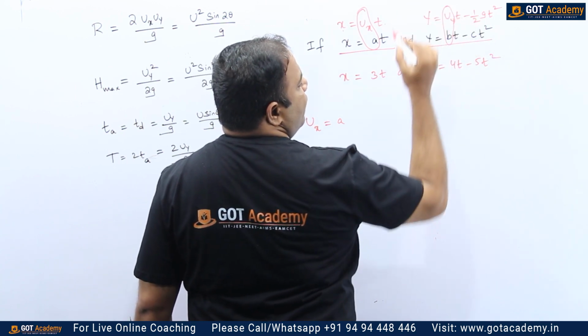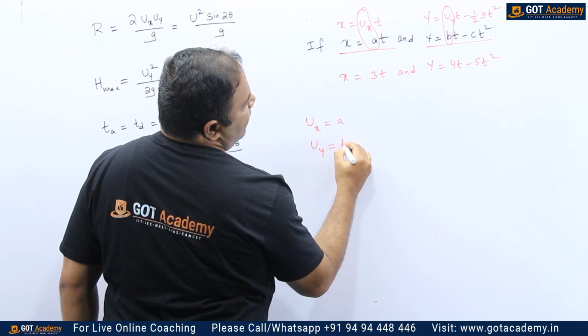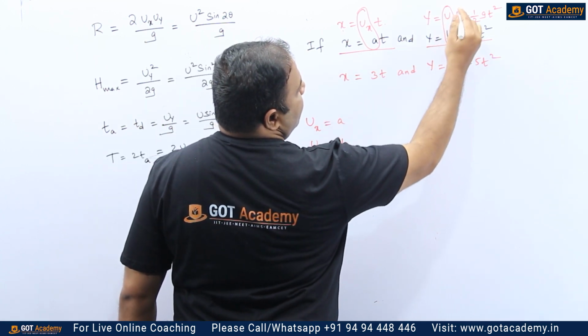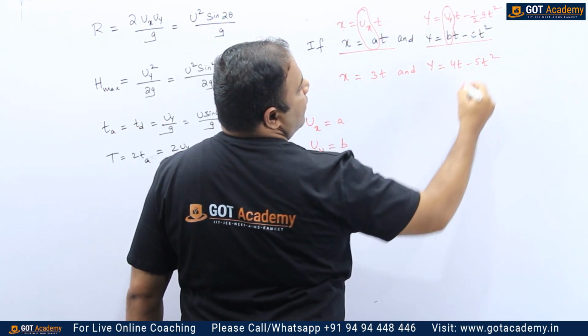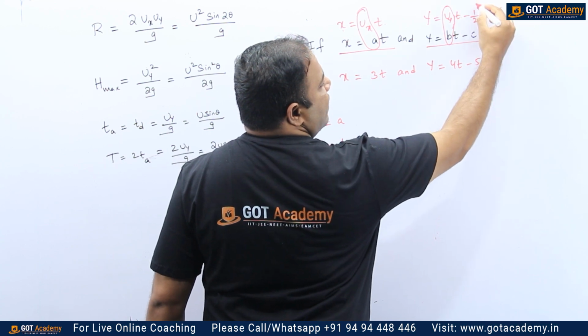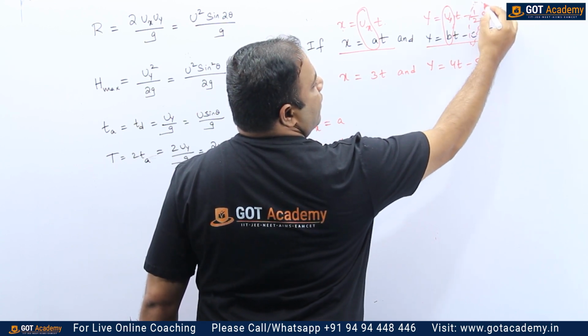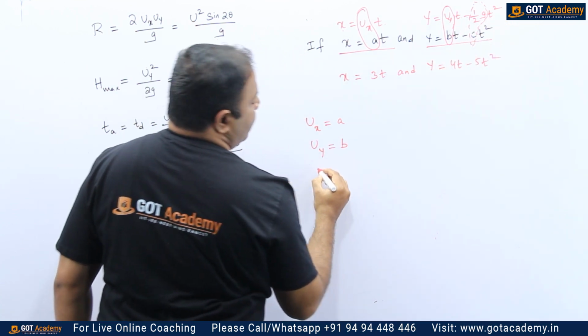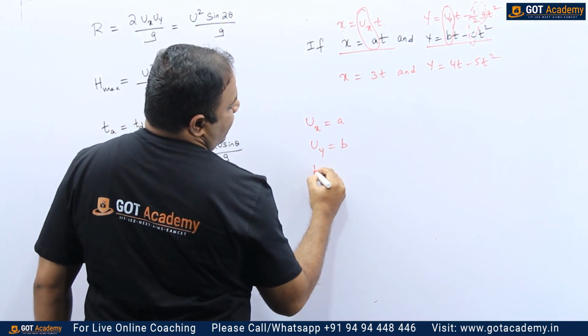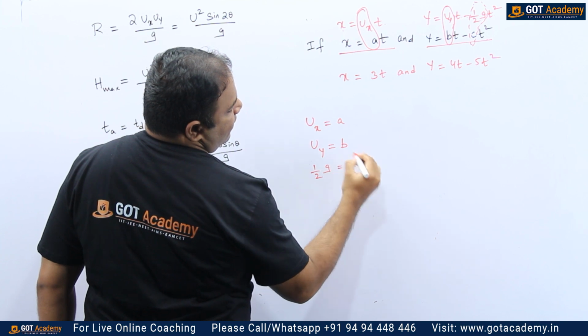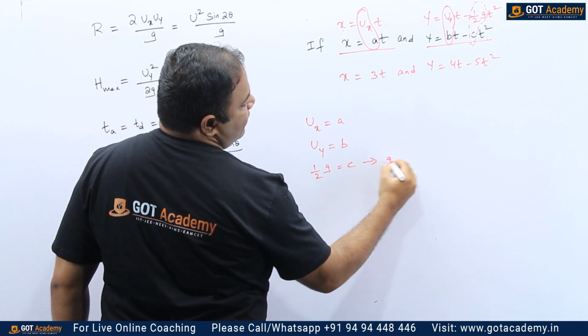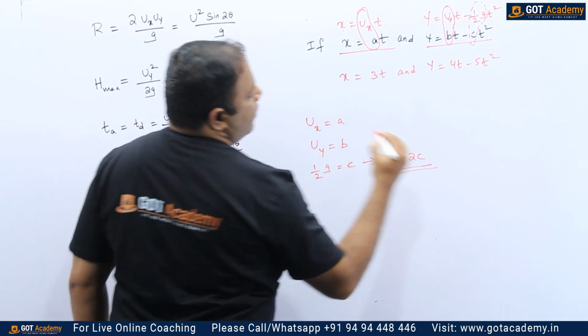But in place of u_y there is b. Similarly, in place of t squared there is minus, and in place of half g, what is there? c is there. From this you could write it as g equal to 2c.